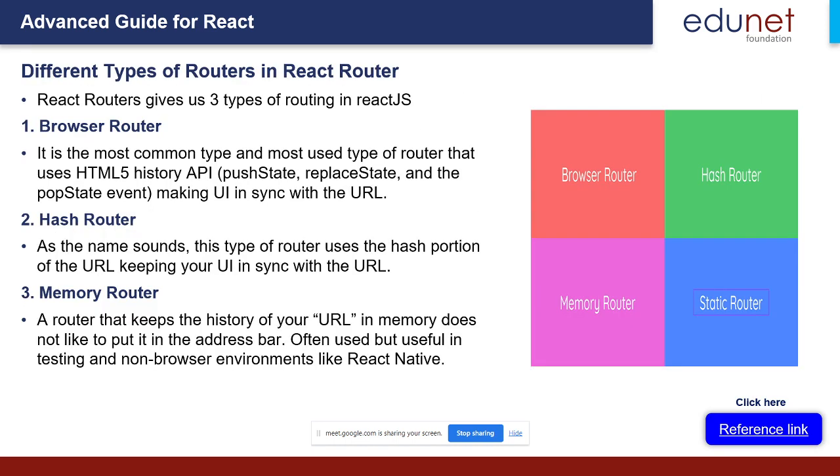what are the different types of routers in React router? So now வந்து பாத்தீங்கன்னா browser router, and another one is hash router, and the other one is memory router, and last one is static router.